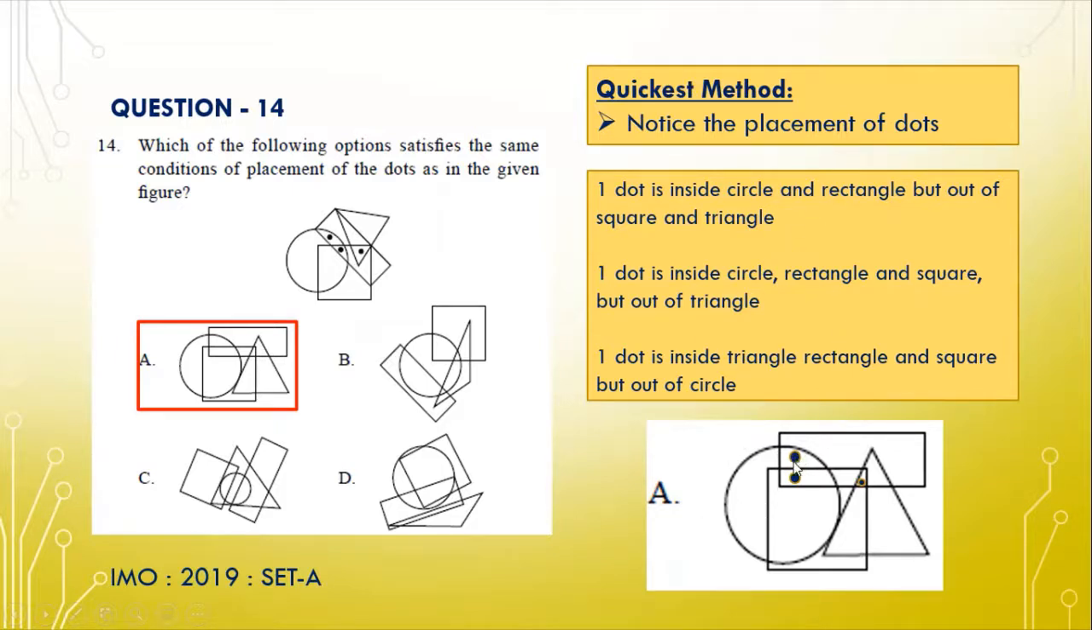It is inside the circle and rectangle, but out of the square, out of the triangle. The second dot is inside the circle and rectangle and square, but it is out of the triangle. And the third dot is inside the triangle and square and rectangle, but it is out of the circle. So option A satisfies the condition.